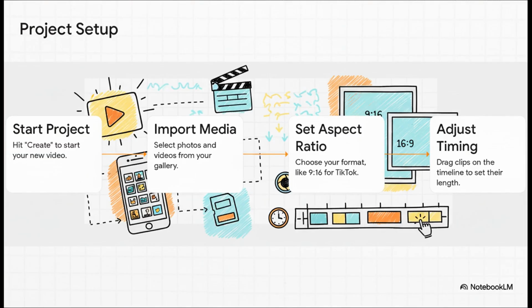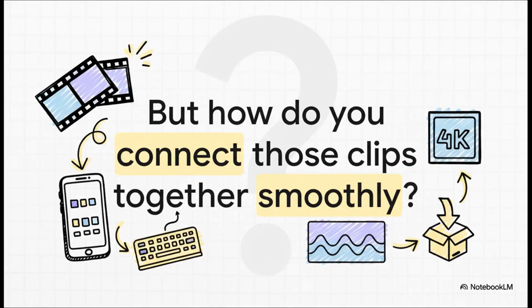And here's a really important step. Right away, you can pick your aspect ratio. So if you're making a TikTok or a Reel, you choose 9:16. Making a YouTube video, go for 16:9. It sets you up for success from the get-go. After that, trimming your clips is as easy as just dragging the ends on the timeline. Super simple, super intuitive.